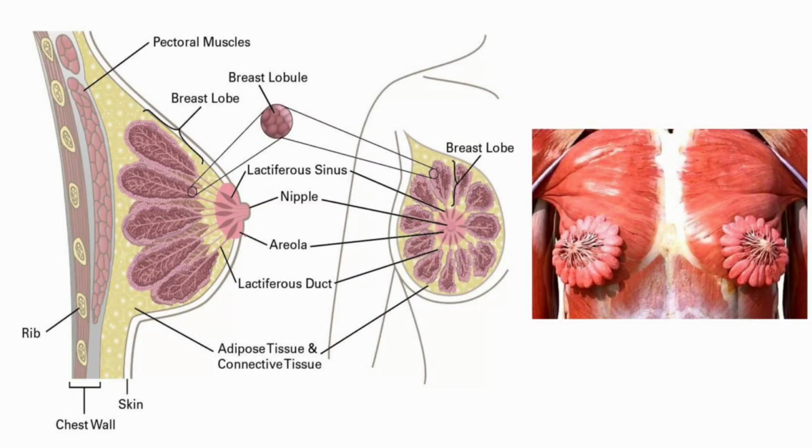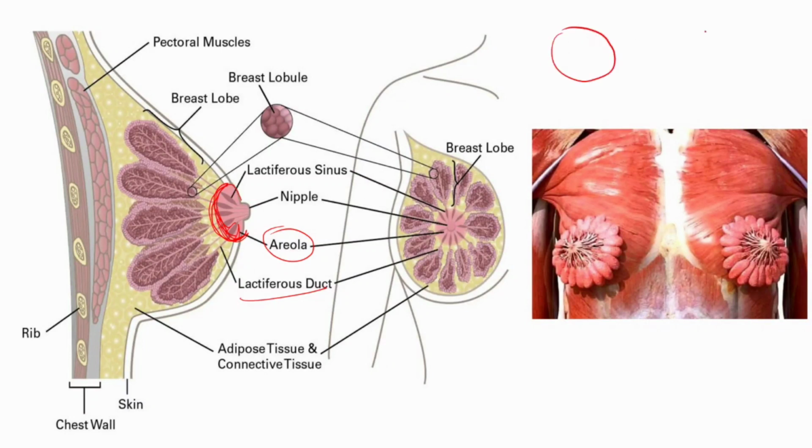All these lobes are connected with the lactiferous duct. The lactiferous duct is leading to one bulged area, which is called the lactiferous sinus. The lactiferous sinus is again leading to the nipple. And this hyperpigmented area, the black, brown colored area, is called the areola.